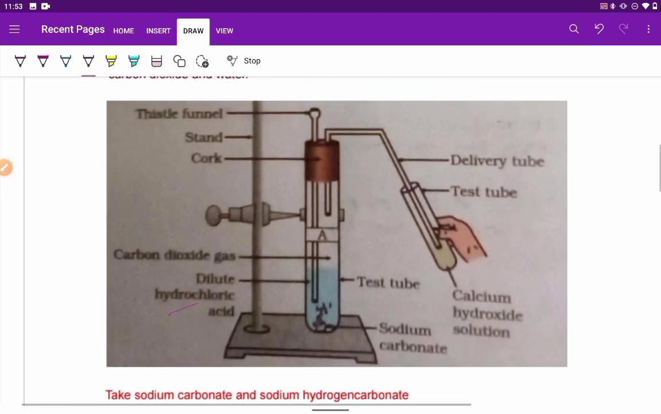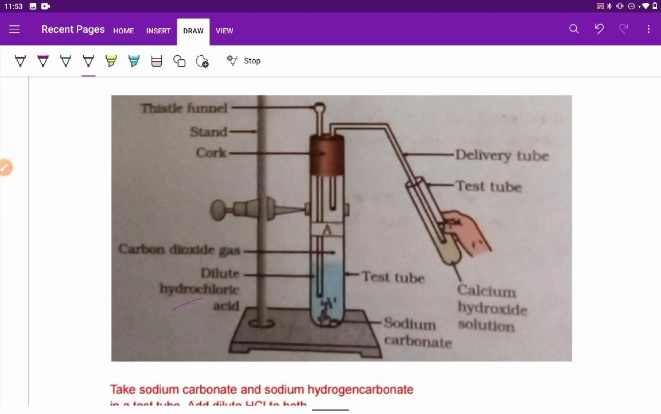Now see, this is the experiment. This is a test tube. In the test tube, we take sodium carbonate. In that, we can add the acid. What acid are we taking here? Hydrochloric acid. So, we take sodium carbonate in a test tube and we add dilute HCl. The test tube is fitted to the stand and we are adding dilute HCl. We will see that a gas is evolved.